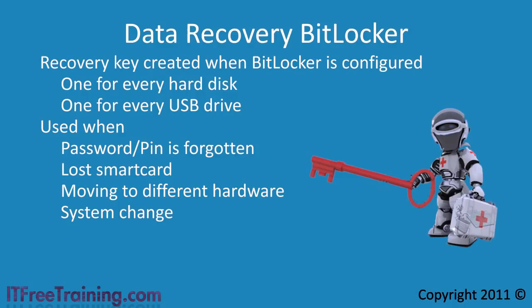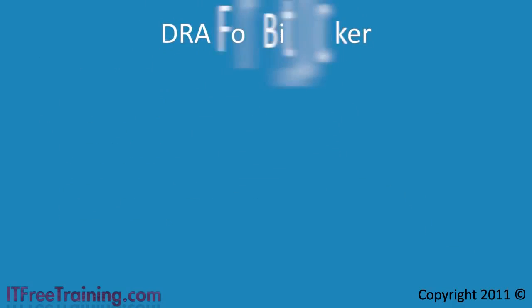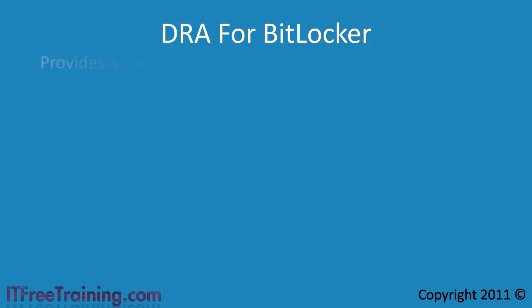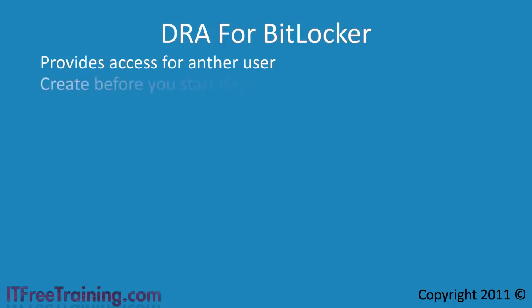To recover BitLocker, you can also create a data recovery agent, or DRA. A DRA essentially allows another user to access the encrypted data. Using a DRA allows you to access the encrypted data if the password is forgotten or the smart card is lost or damaged. If you start using BitLocker in your organization, I would configure the DRA before you start configuring BitLocker.